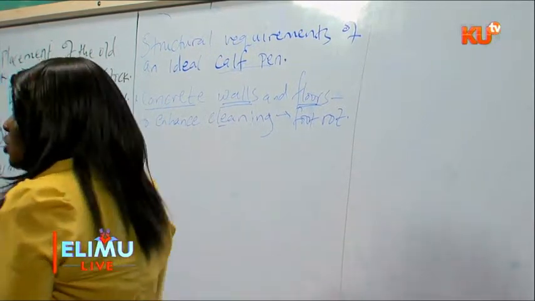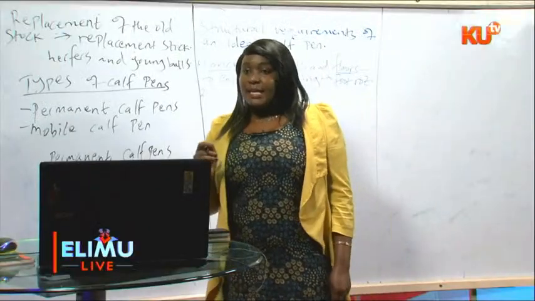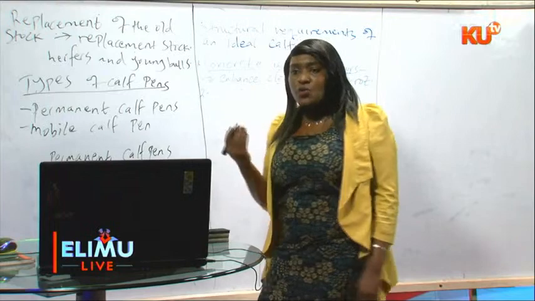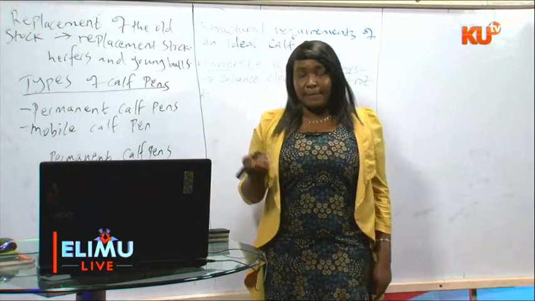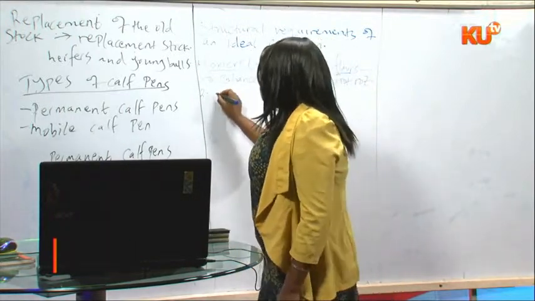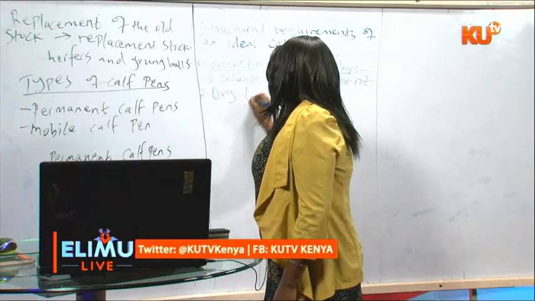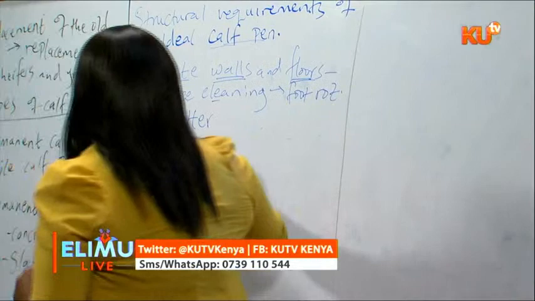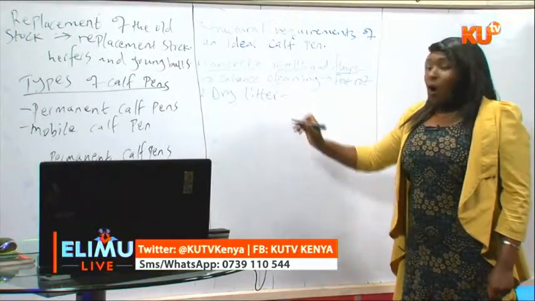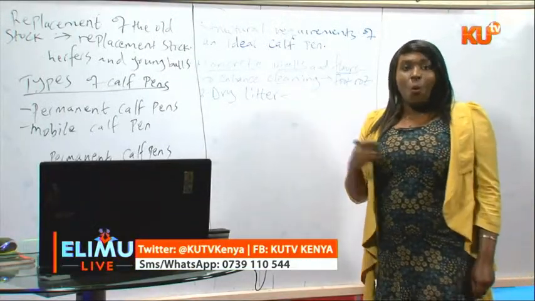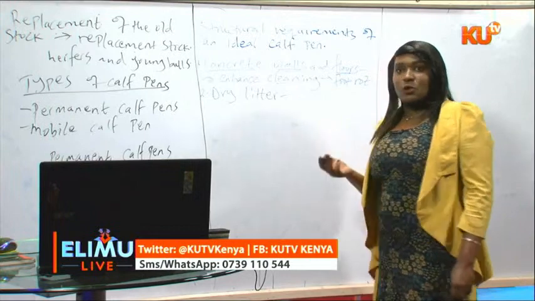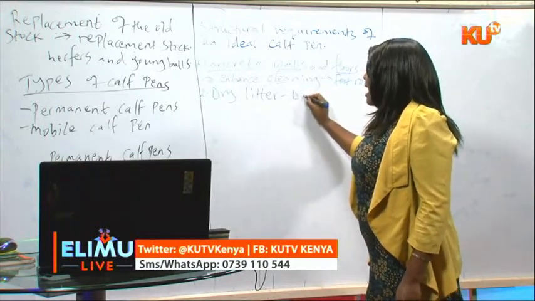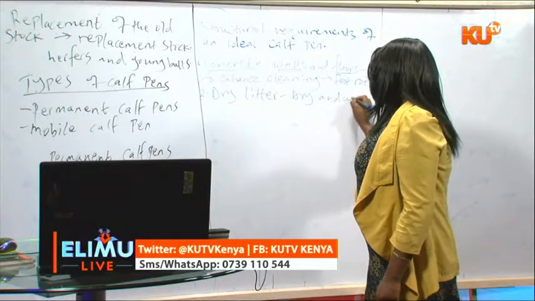Number two requirement of an ideal calf pen is that you should ensure that this calf pen is dry. And how do you ensure that it is dry all the time? Place dry litter. You place dry litter on the floors. Why do we place dry litter on the floors of our calf pens? This ensures that the calf pen is dry and warm.